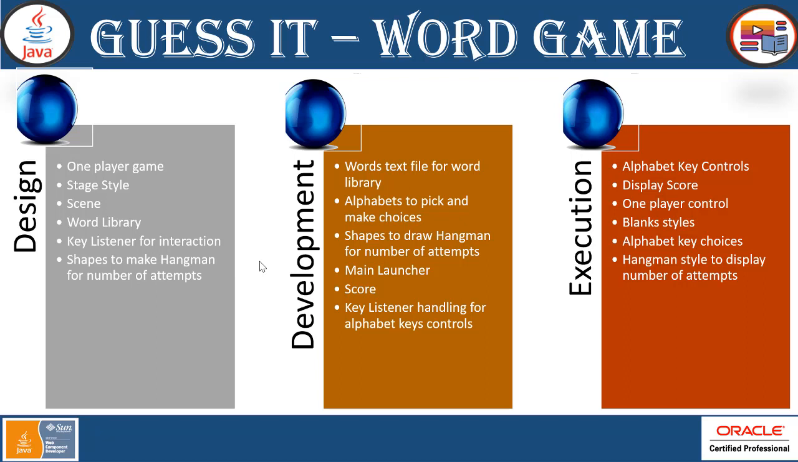word game application. So based on the requirements, the design goes like this: it's a one-tier game control. It will be stage-based style. We first create the scene, a frame, and it contains the word library, which contains all the list of words. We are going to use it in the backend for processing and making a guess from the user. Key listener for interaction. Instead of mouse or action listener, we have key controls.